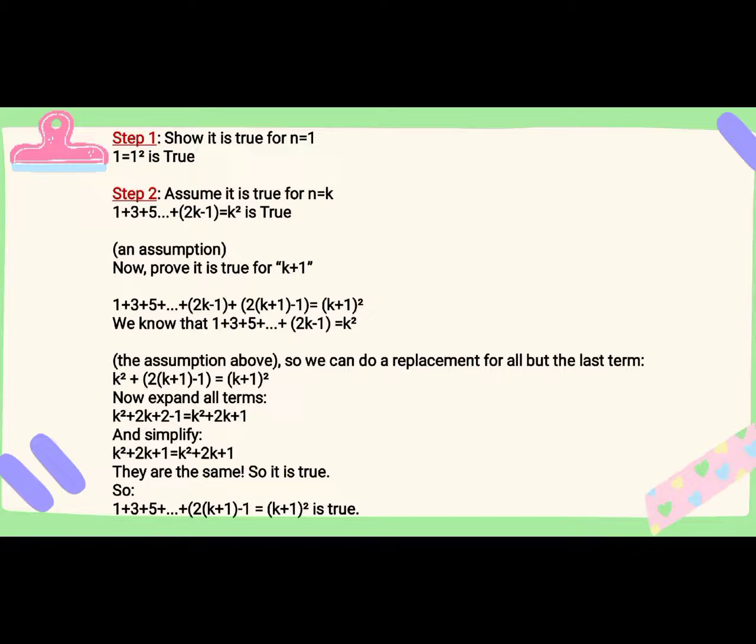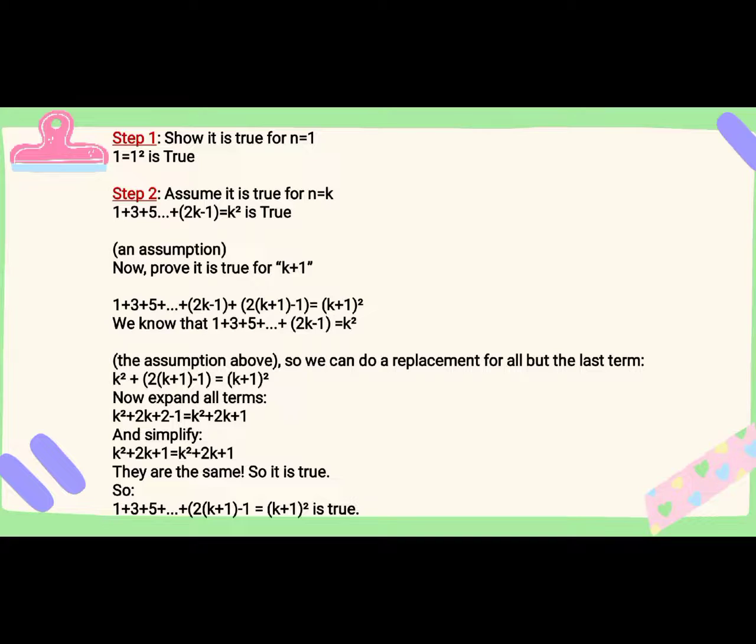So for the step 2, assume it is true for n is equal to k. So we have 1 plus 3 plus 5 plus 2k minus 1 is equal to k squared is true. So an assumption. Now prove it is true for k plus 1. So we know that 1 plus 3 plus 5 plus 2k minus 1 is equal to k squared, which is the assumption above. So we can do a replacement for all but the last term. So we have k squared plus 2 times the quantity k plus 1 minus 1 is equal to k plus 1 squared. So we can now expand all terms.